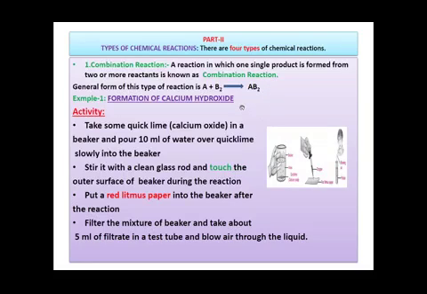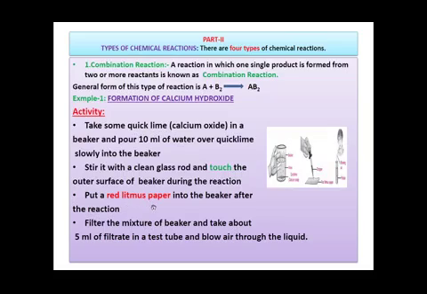Now let us take an example of combination reaction. Formation of calcium hydroxide is an example of combination reaction. The activity goes like this. Take some calcium oxide in a beaker. Now 10 ml of water is added slowly into the beaker. Calcium oxide is also known as quicklime. Now keep stirring the contents of the beaker.